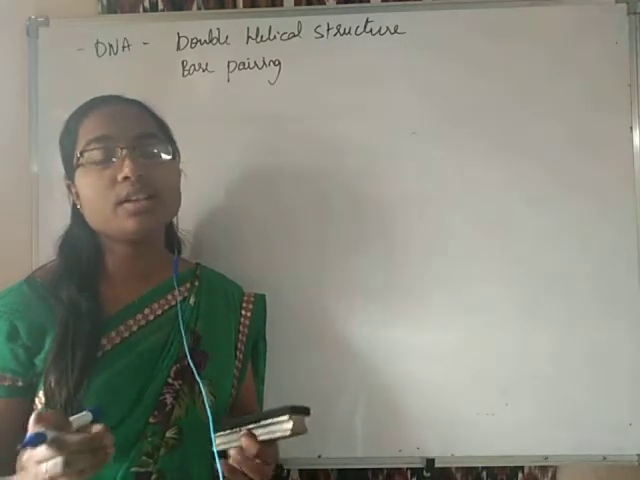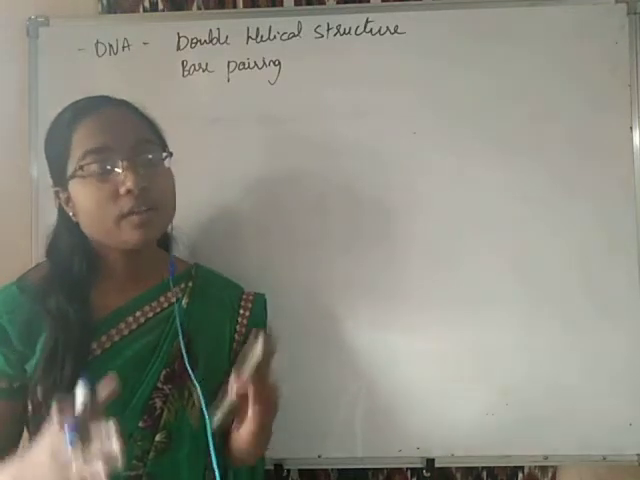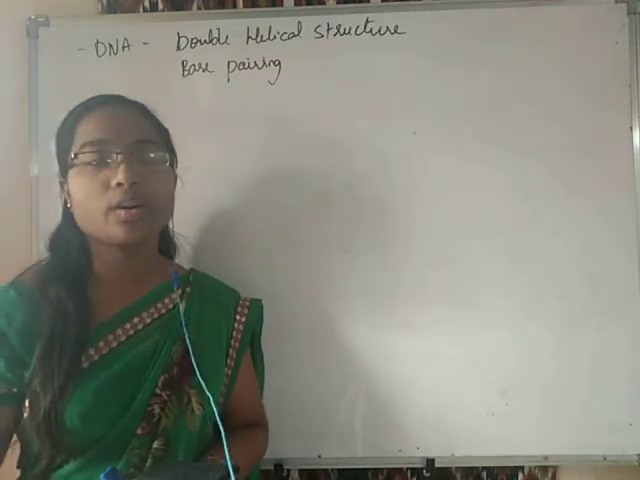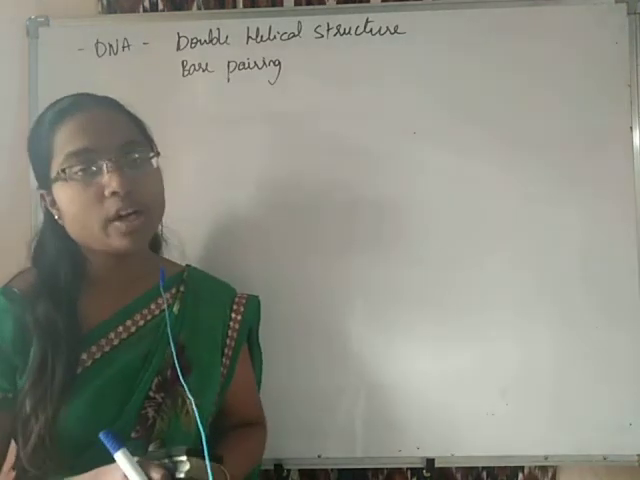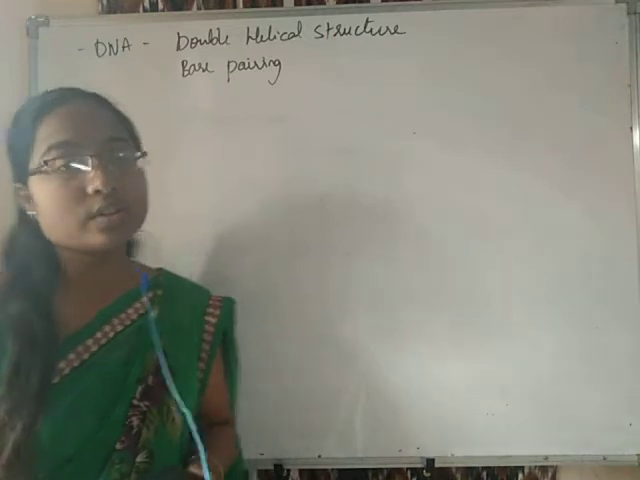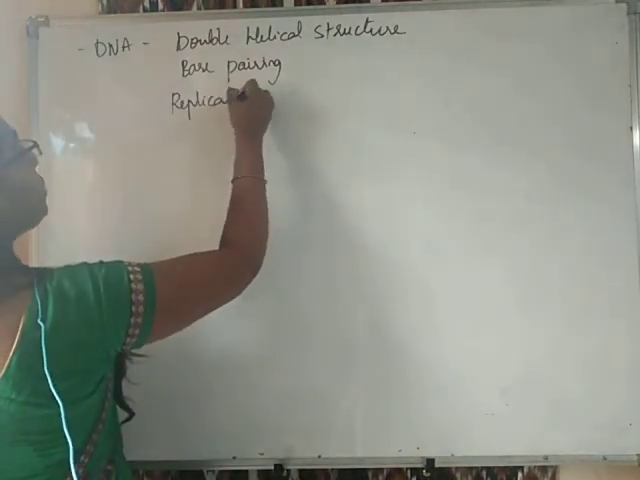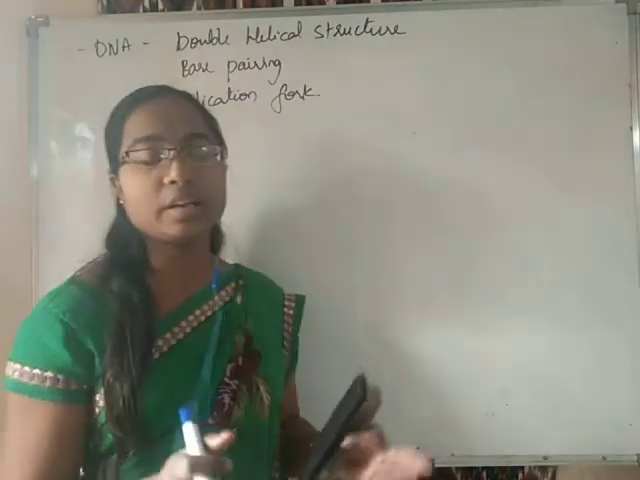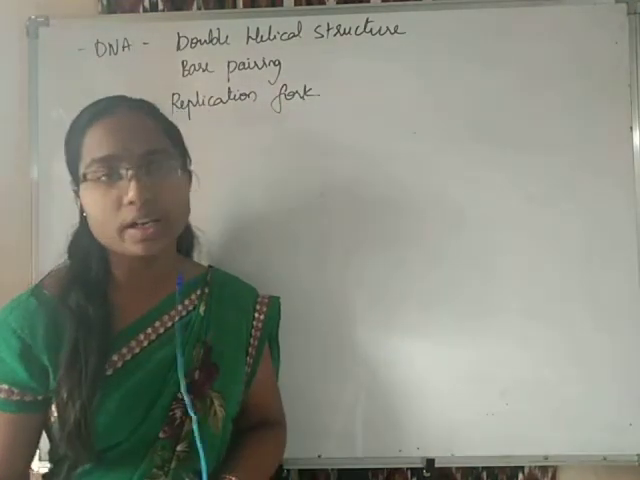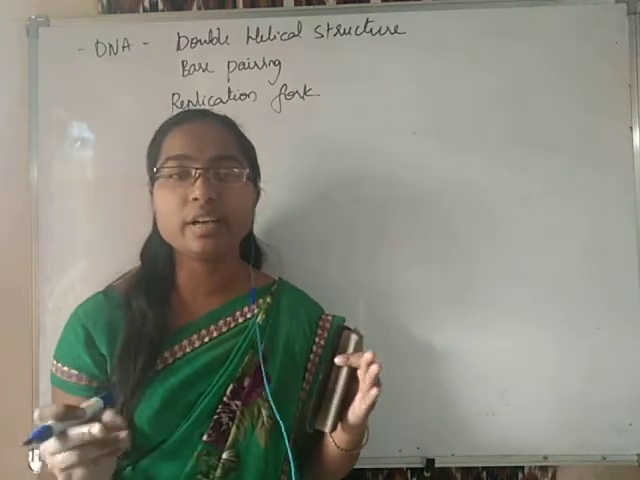First, the two strands of the DNA have to be separated at a point, so that from that region replication can occur. The separation of the two strands results in the formation of a replication fork. The replication fork is that point of the DNA where the two strands are separated for replication to occur.